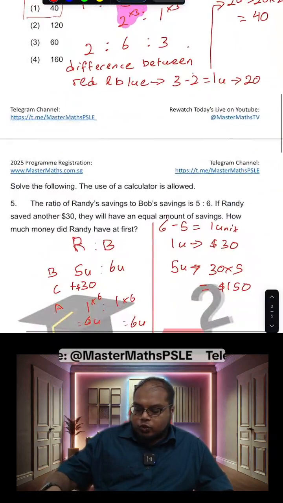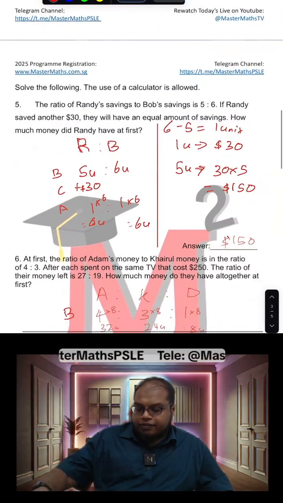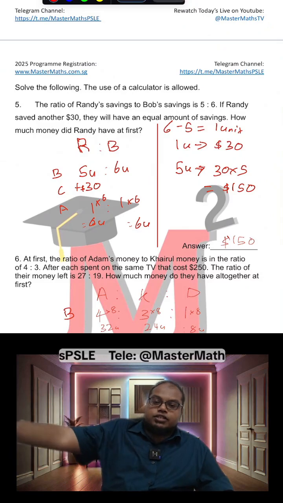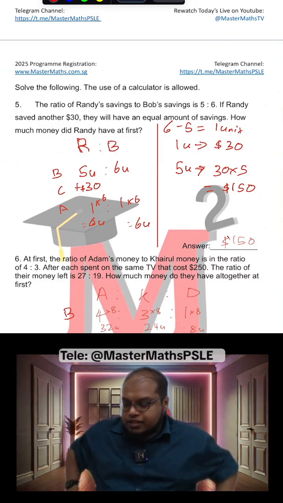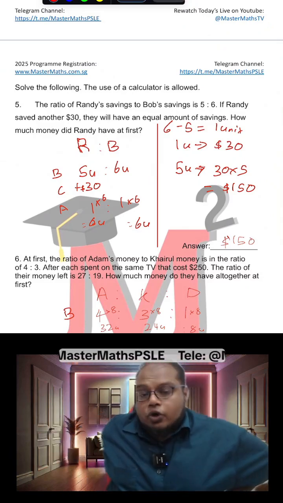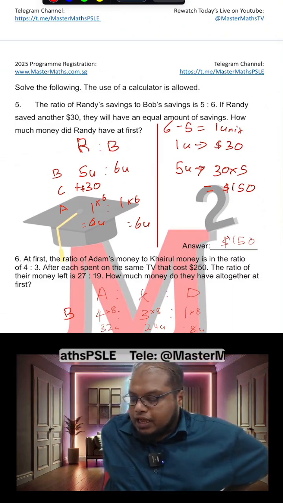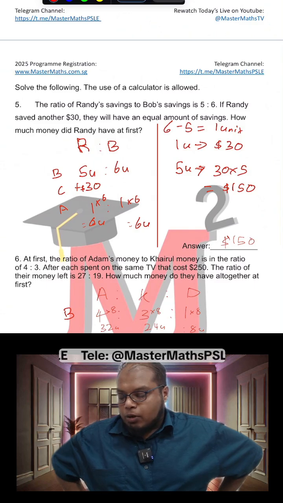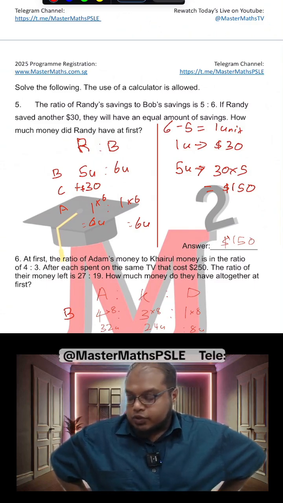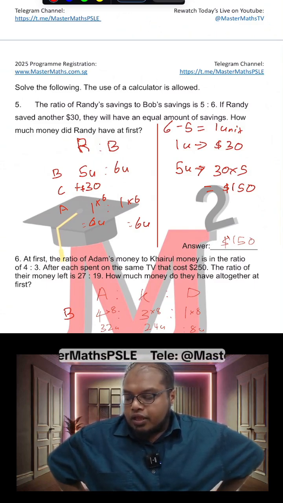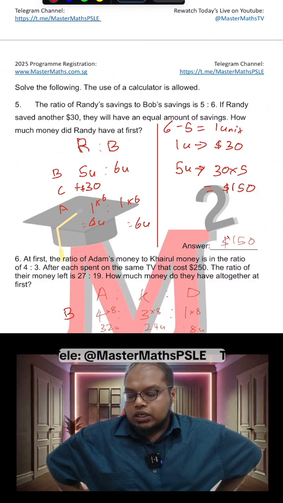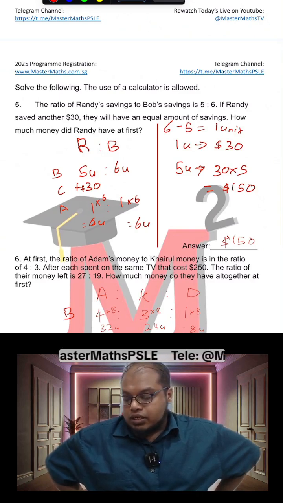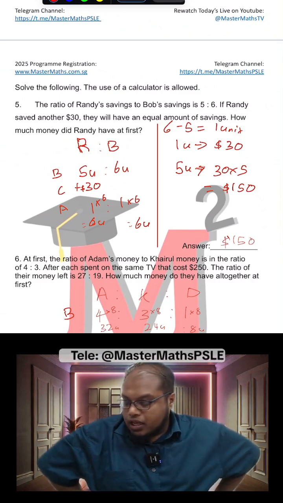Okay, now let's go to question 5. Question 5 onwards is a written answer question, or your problem sums also. The ratio of Randy's savings to Bob's savings is 5:6. If Randy saved another $30, they will have an equal amount of savings. How much money did Randy have at first?